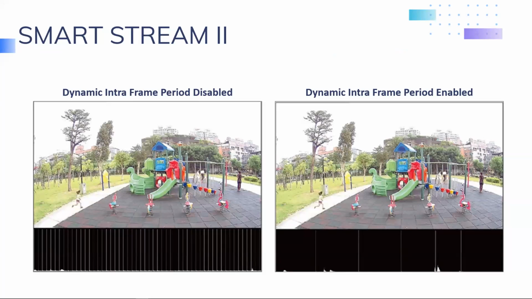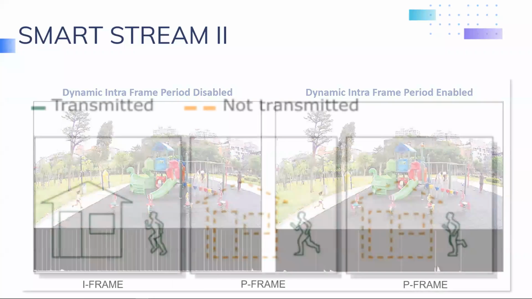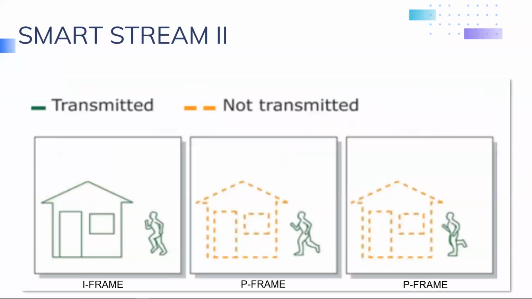Smart Stream 2 consists of our dynamic intraframe period. So first I want to start off by defining iframe and p frames. An iframe is an intra-coded picture. It's like a complete image or like a JPEG image file. A P frame or a predicted picture is going to hold only the changes in the image from the previous frame. Okay, the iframes are completely self-referential and they are the largest in size.